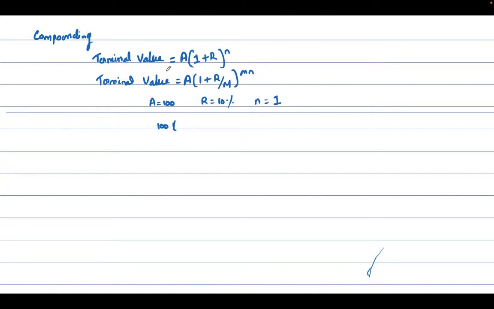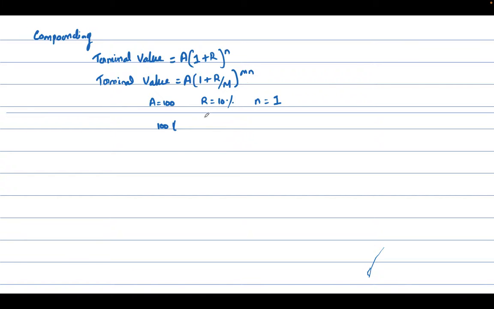So this is the formula for calculating the terminal value. A into (1 plus r) to the power n, if it is not compounded. So n means number of years, r means rate of interest, a means the amount invested. If it is compounded many times in a year, then we will be using this formula, A into 1 plus r divided by m, where m stands for the number of times it is compounded, to the power of mn.